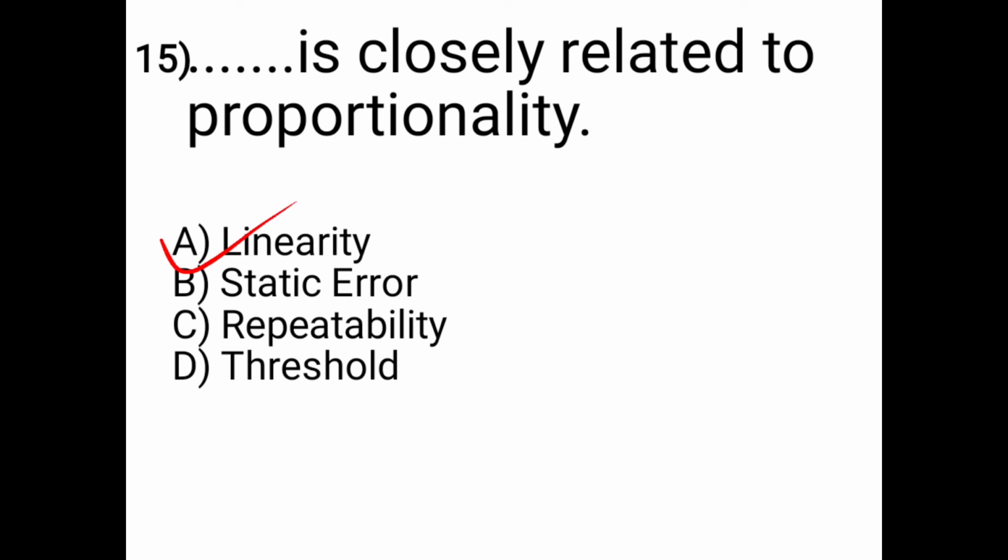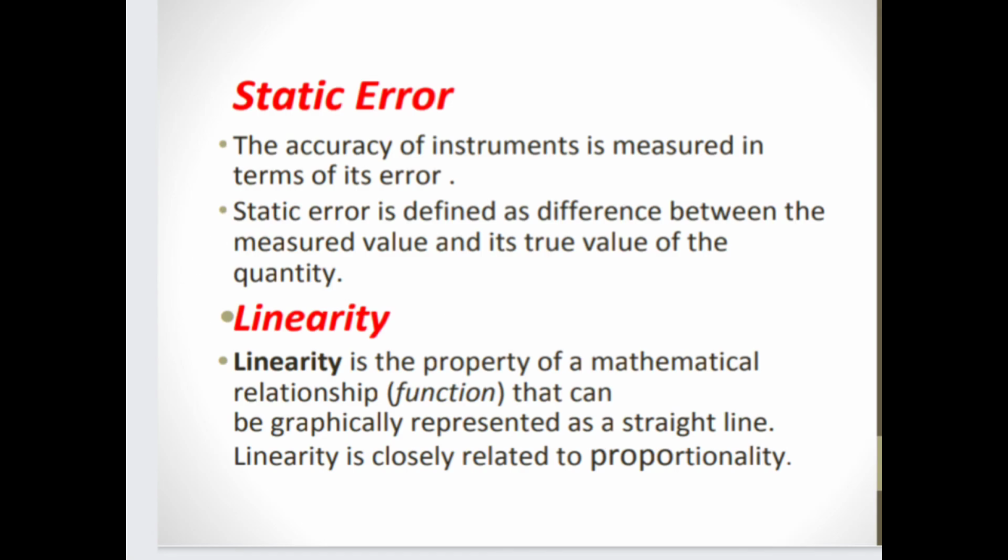So here we see what static error and linearity are in detail. First is static error. The accuracy of an instrument is measured in terms of its error. Static error is defined as the difference between the measured value and its true value of the quantity. Then what is linearity? Linearity is the property of a mathematical relationship that can be graphically represented as a straight line. Linearity is closely related to proportionality.